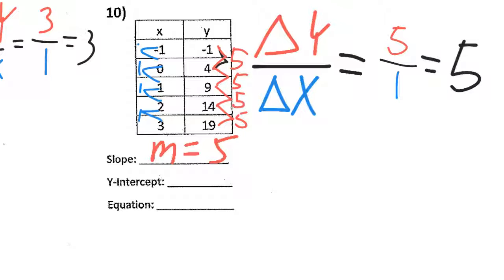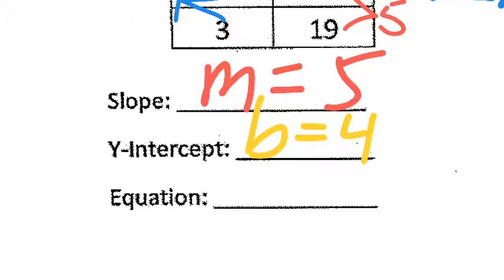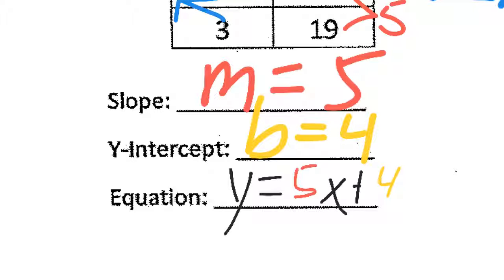Now my y-intercept, wherever x is 0, that's the y-intercept. So b is 4. And now I'm going to write out my equation. Y equals mx plus b. Make that a better plus.